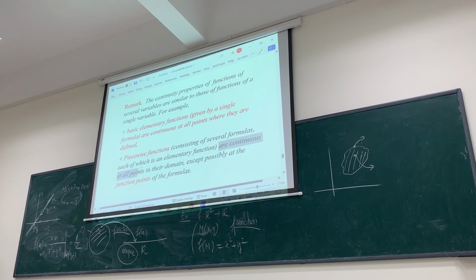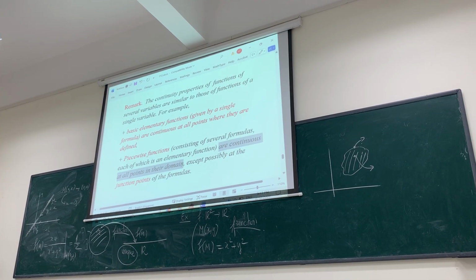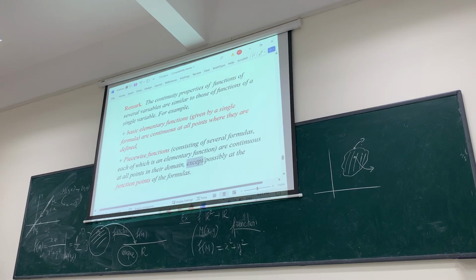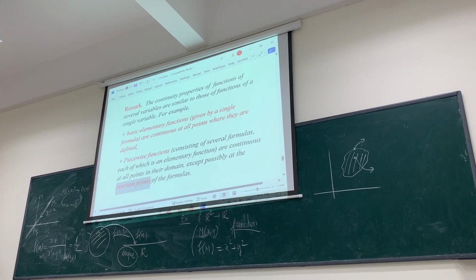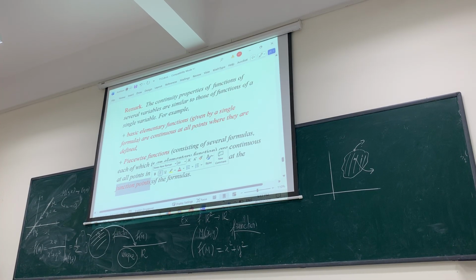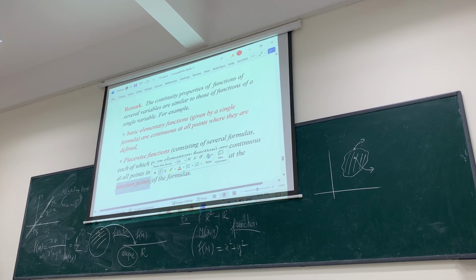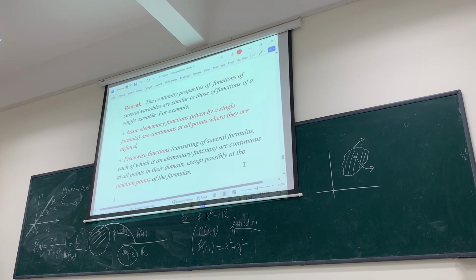Continuous at all points in the domain, except at the junction points. Junction points of the formulas.